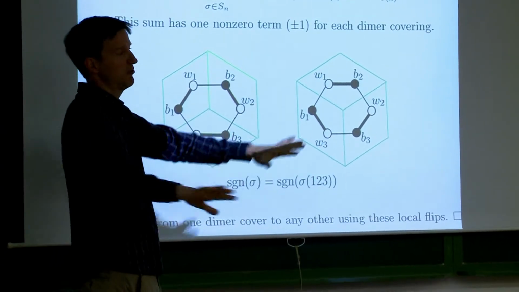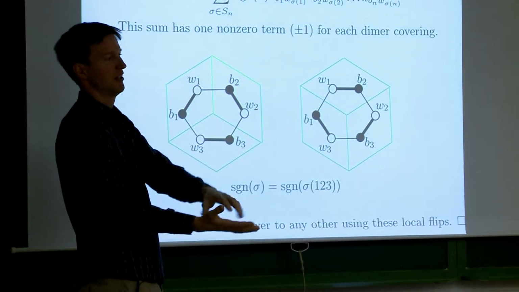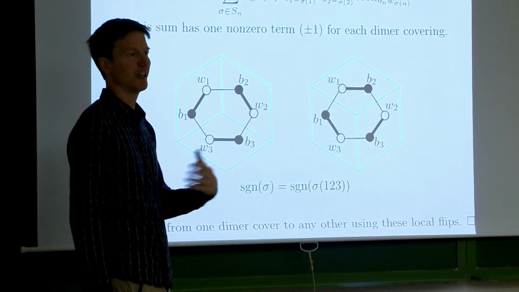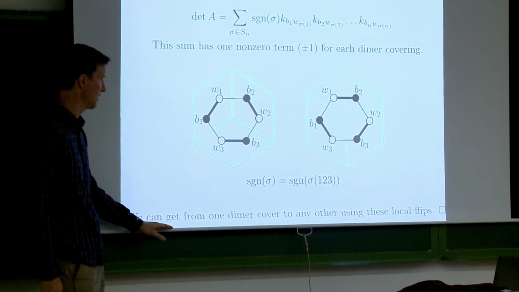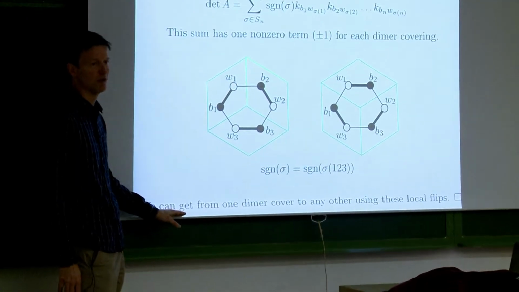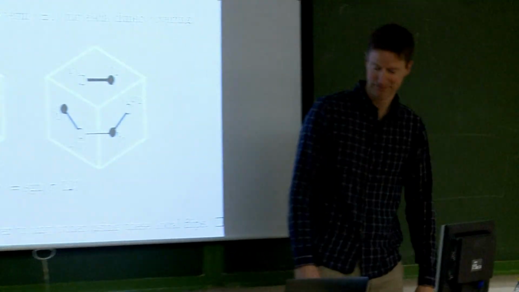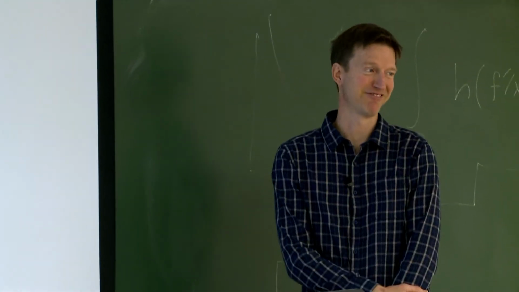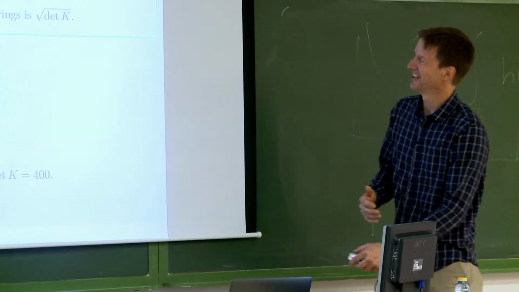And if I have any two surfaces spanning the same wire frame, I can always go from one to the other by adding cubes, pushing the surface across these cubes one at a time. So that's the end of the proof. Now we can get from one dimer cover to any other dimer cover using these local moves. Okay? All right. Anyway, let's go on.